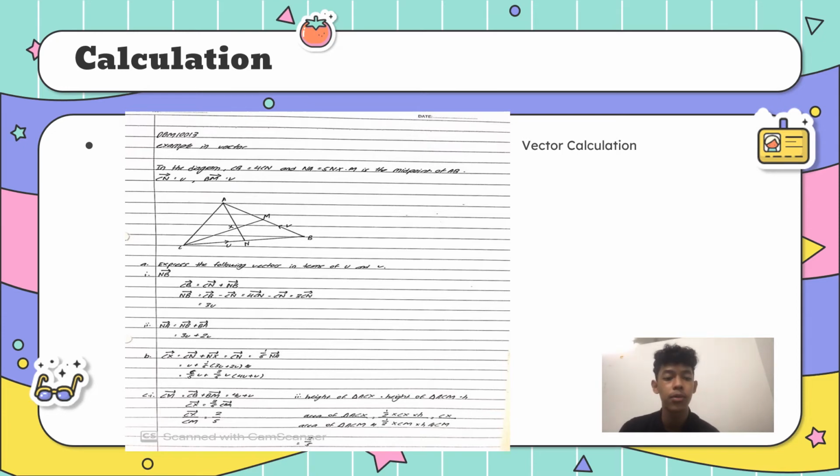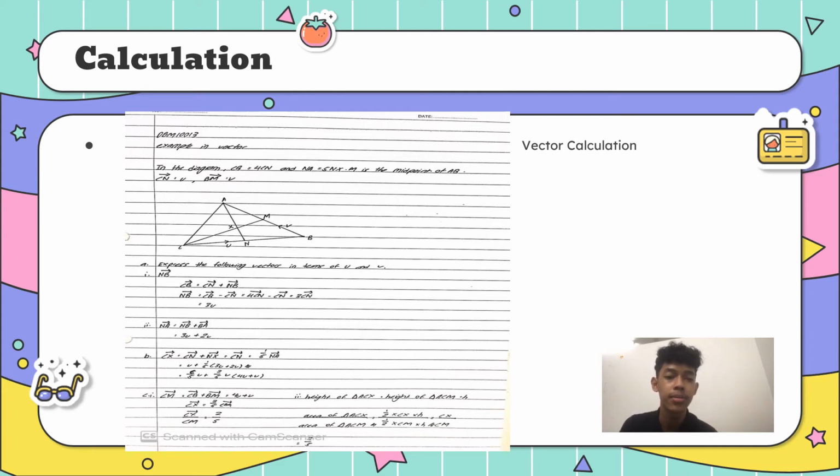I'm going to discuss about example questions of vectors. On the slide, my group also shows example questions of vectors. So, there are 3 simple questions. I'm going to start first.